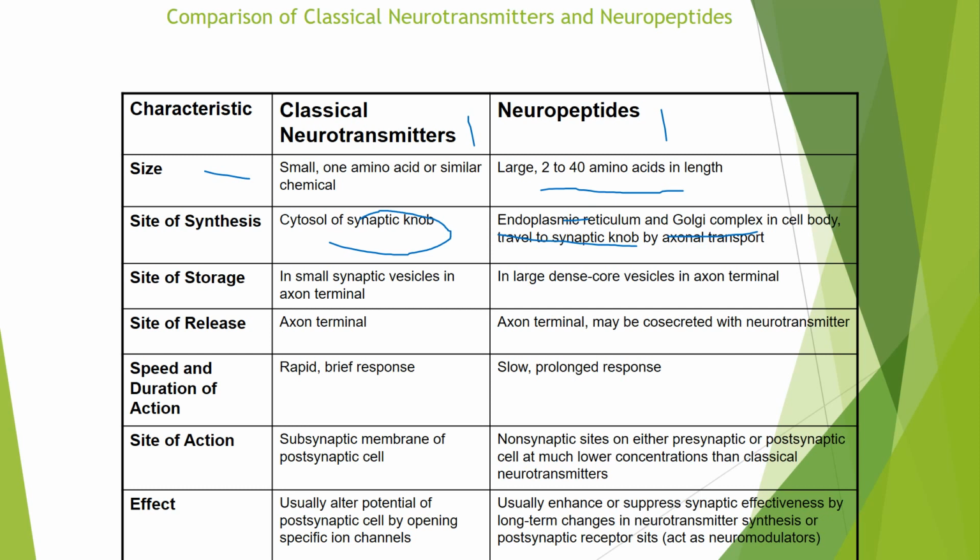So they're stored in synaptic vesicles for the classic neurotransmitters, and then in large vesicles in the axon terminal for neuropeptides. So both are going to be released though at the axon terminal. And again, the neurotransmitters tend to have a rapid response, whereas neuropeptides tend to be slower responses. And then site of action, both are going to be in the postsynaptic cell. Okay, and their effect then for the neurotransmitters is to alter potential of the postsynaptic cell by opening ion channels, whereas with neuropeptides, these can either increase or decrease the effectiveness of the long-term changes in the postsynaptic cell.